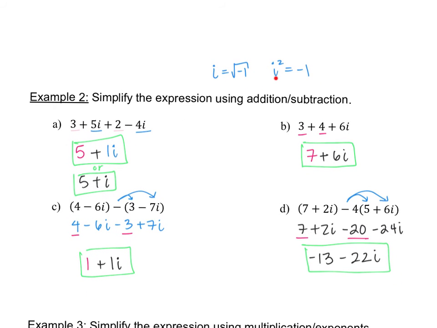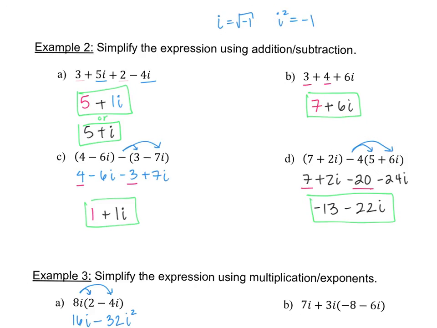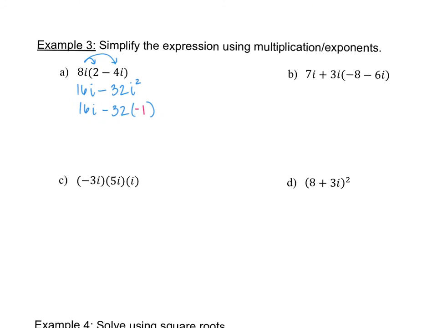If I have something that's i squared, an imaginary number that's squared, I would get -1. So I can replace the i squared with a -1, and I rather choose to so I can make it back into a real number. So I would now have 16i, two negatives multiply to make a positive, so positive 32. And I can't combine these two, and so this is my final answer.